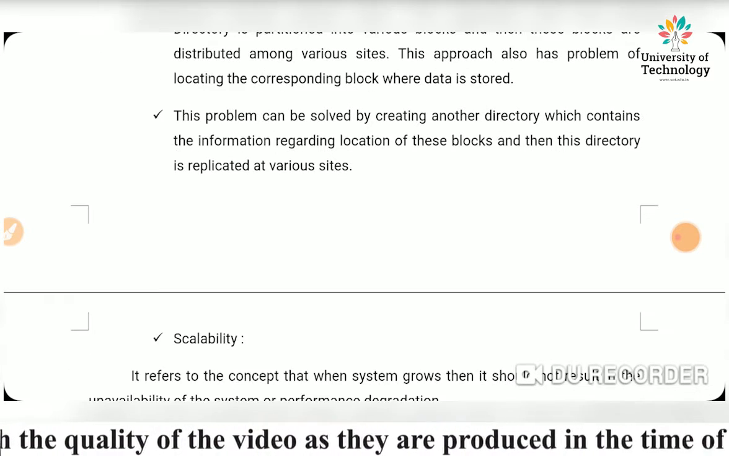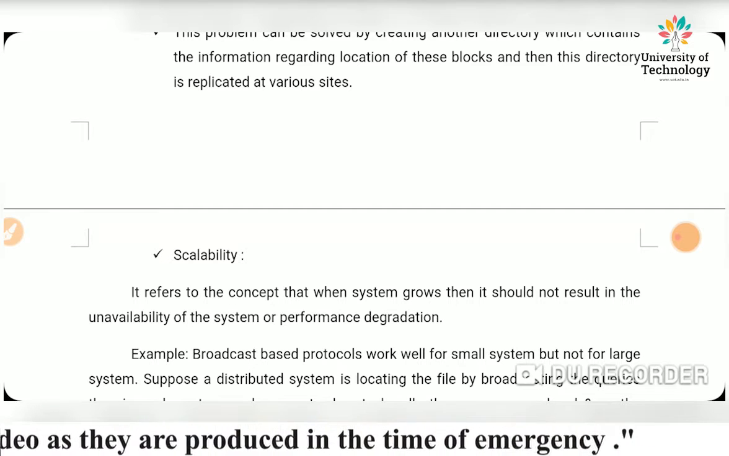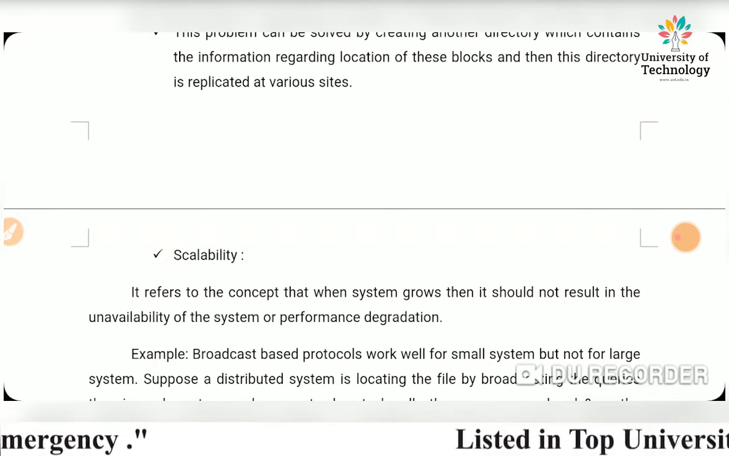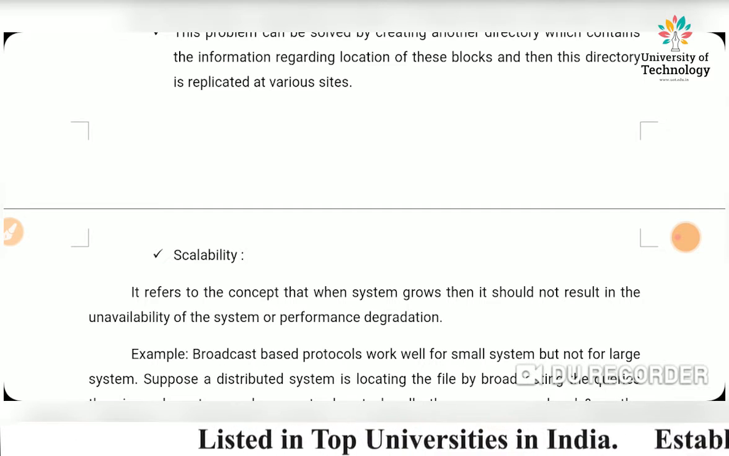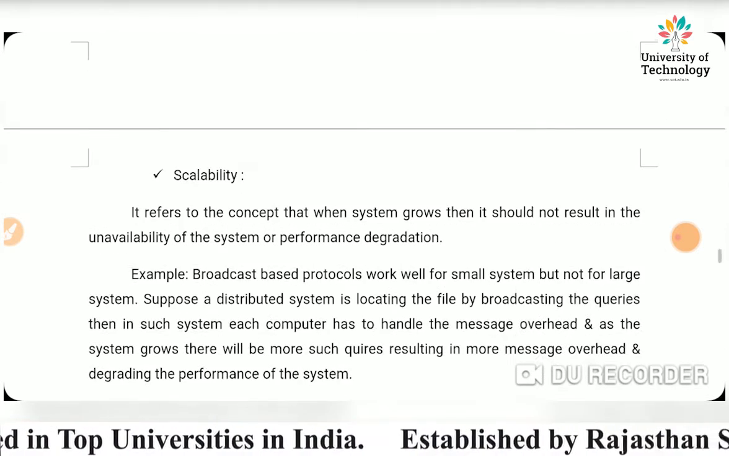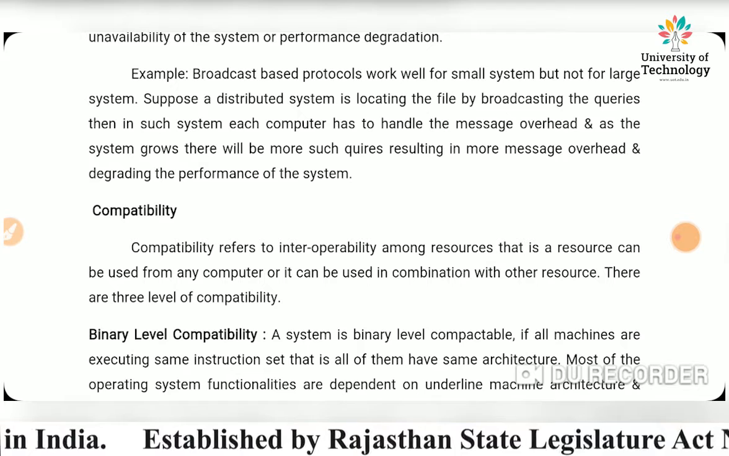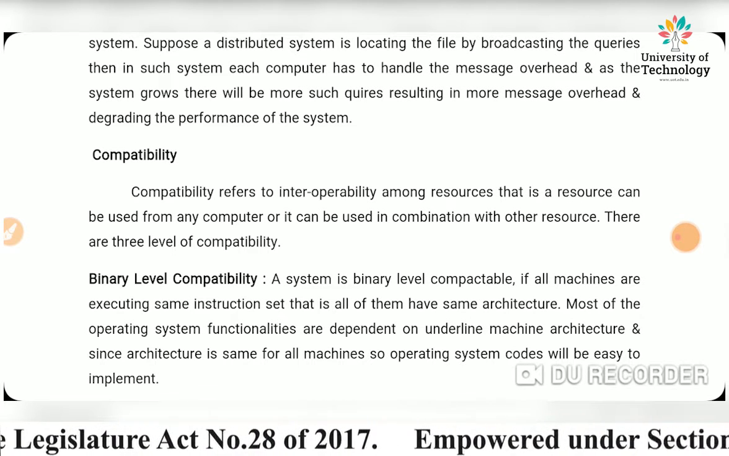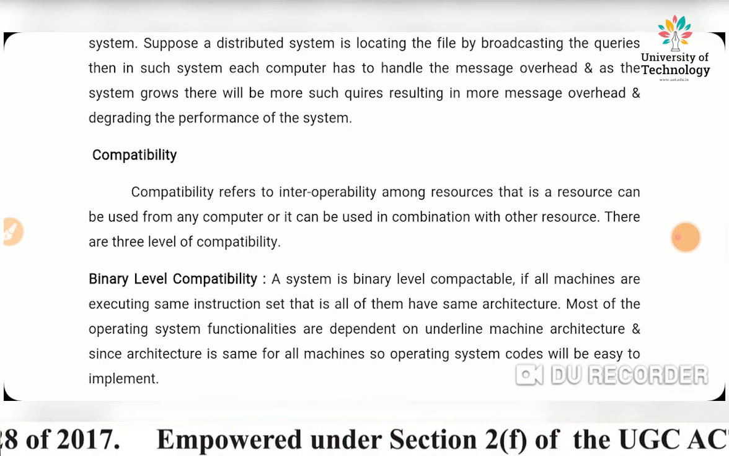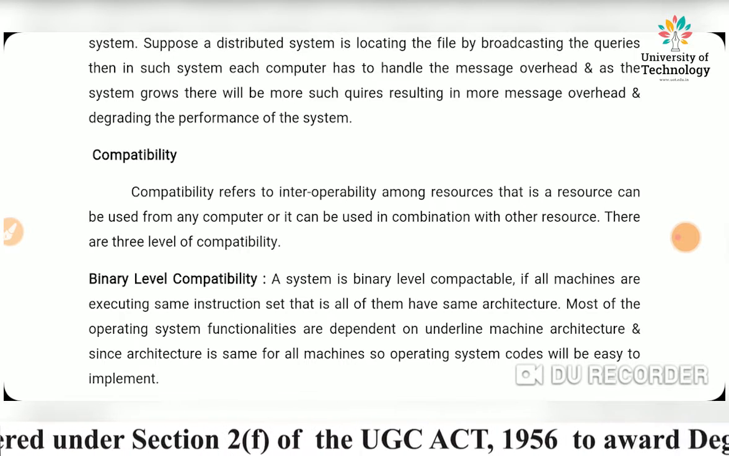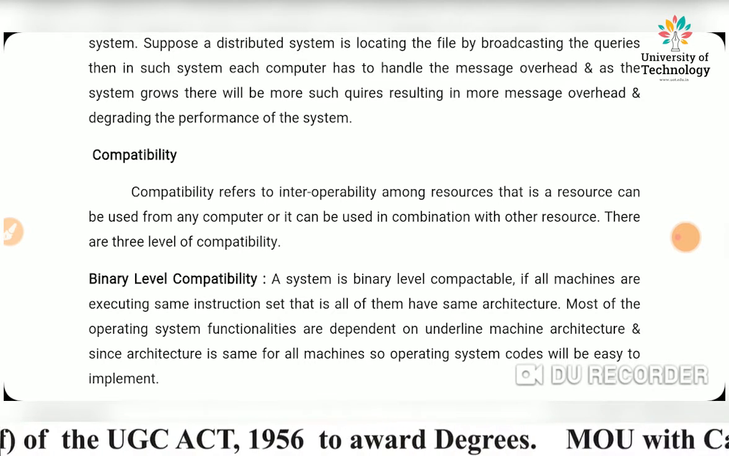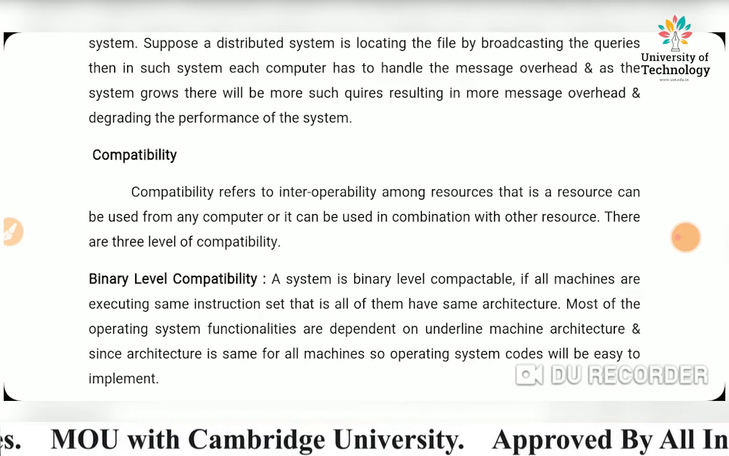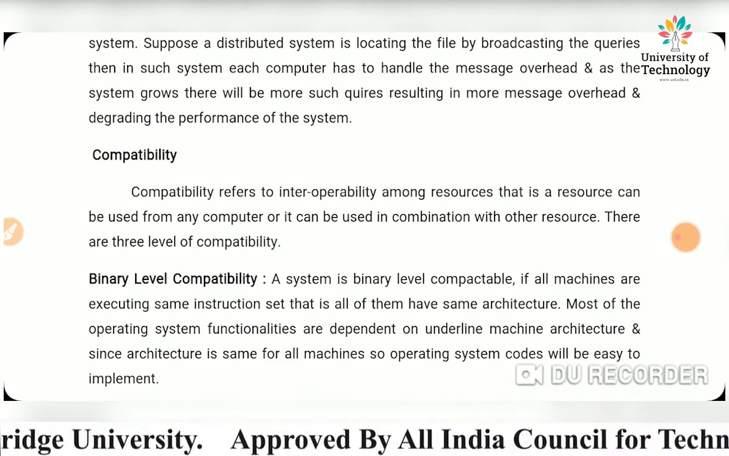Scalability refers to the concept that when the system grows, it should not result in unavailability or performance degradation. Right? Next, compatibility. It refers to interoperability among resources. That is, a resource can be used from any computer or it can be used in combination with other resources. Okay, there are three levels of compatibility: binary, execution, and protocol.